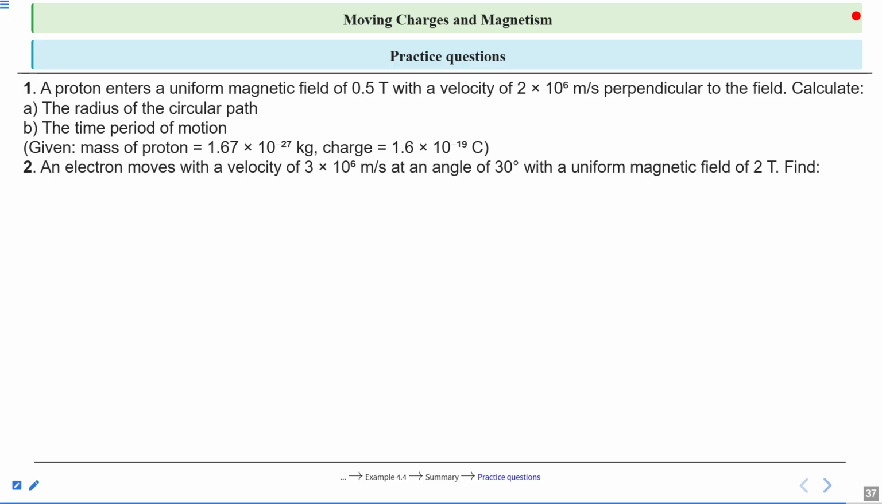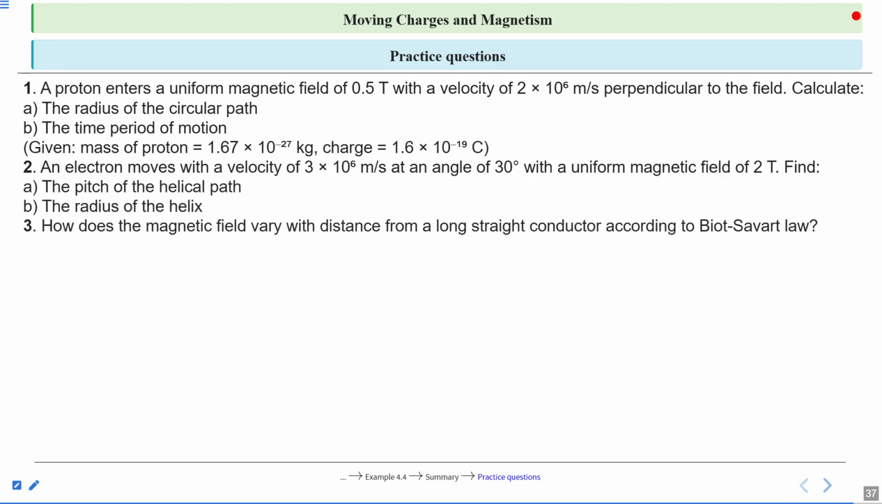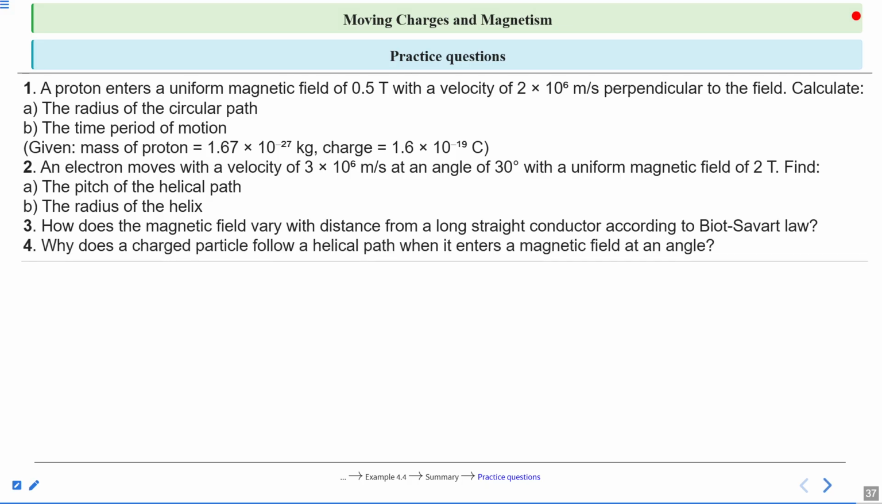Second question. An electron moves with a velocity of 3 into 10 to the power 6 meter per second at an angle of 30 degree with a uniform magnetic field of 2 Tesla. Find the pitch of the helical path and the radius of the helix. Third question. How does the magnetic field vary with the distance from a long straight conductor according to the Biot-Savart law? And the fourth question. Why does a charged particle follow a helical path when it enters a magnetic field at an angle? Okay, there are two conceptual questions, two numericals. You have to try yourself.